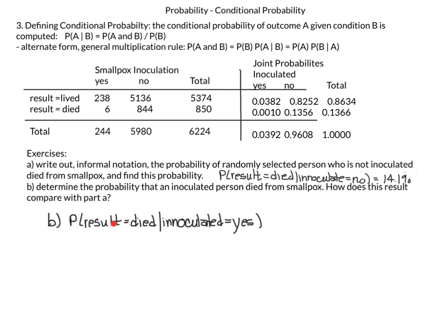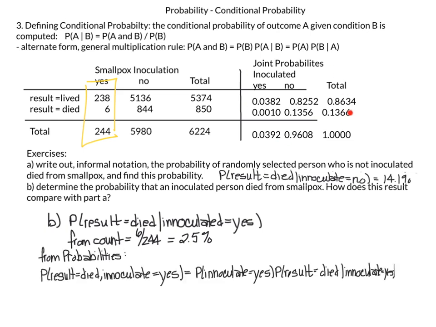Part B, result equals died given inoculated equals yes, right? The probability an inoculated person died from smallpox. From our count data, inoculated is equal to yes, so we're looking at this part of our data. The result is they died. That's 6 out of 244. So from the count data, we get 6 out of 244 equals 2.5%.